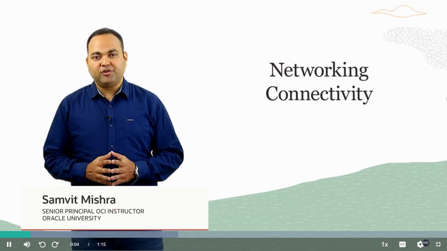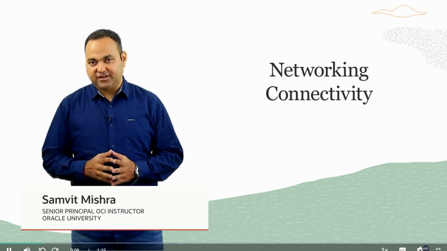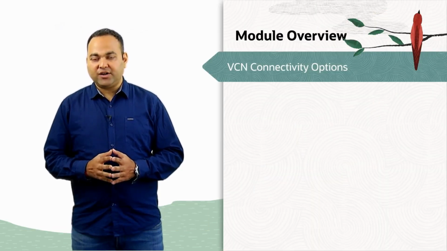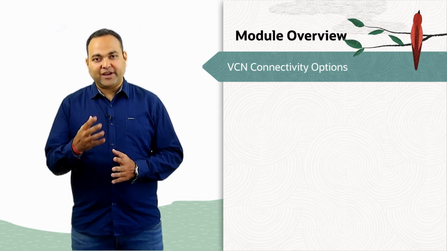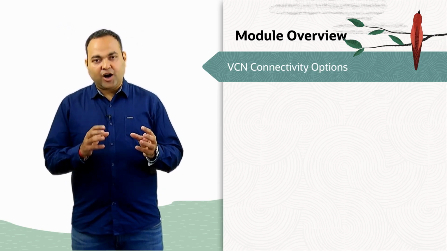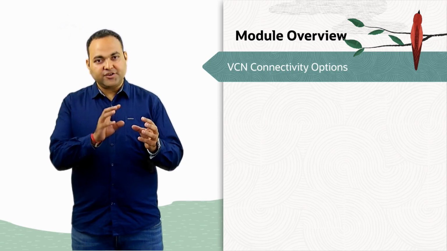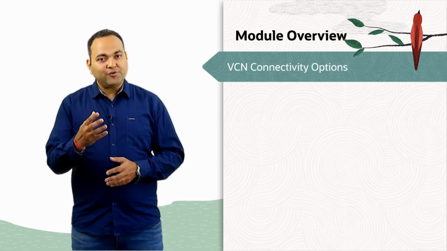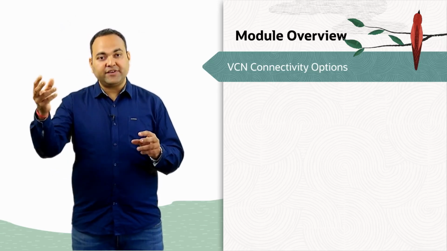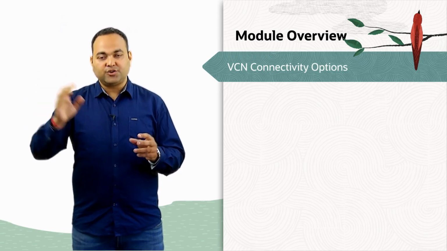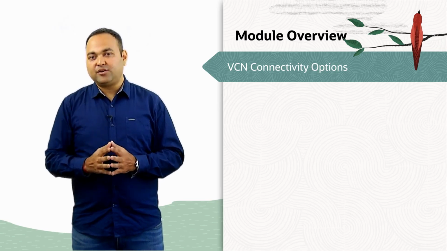Welcome to this module on networking connectivity. Now that we know what is a VCN and what are the core constructs of a VCN, it's time for us to look at connectivity. Let's say you have a VCN. How can you connect this VCN to another VCN in the same region? And how can you connect one VCN to another VCN, let's say this time the VCNs are in different regions? So we will look at both these options.